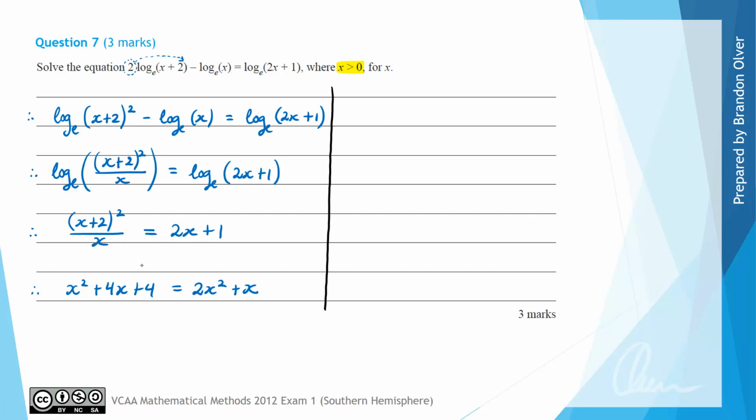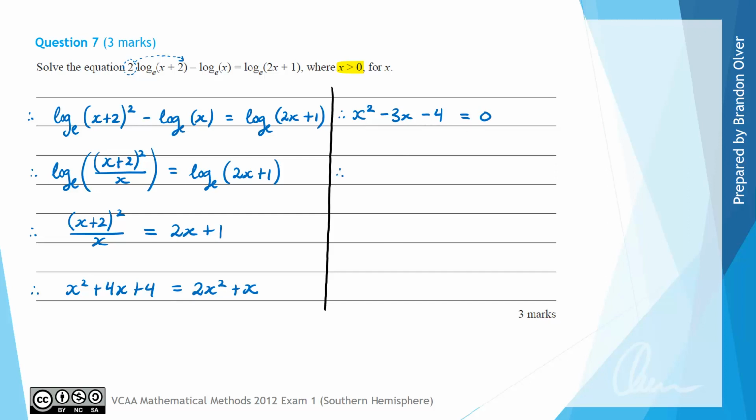Now that we've identified a quadratic that we're trying to solve, we usually get them equal to 0 and then factorise and use the null factor law. So what we're going to do is subtract x squared from both sides, so we'll just get x squared left over, and then if we subtract 4x from both sides we get minus 3x, and then subtracting 4 we get this quadratic is equal to 0.